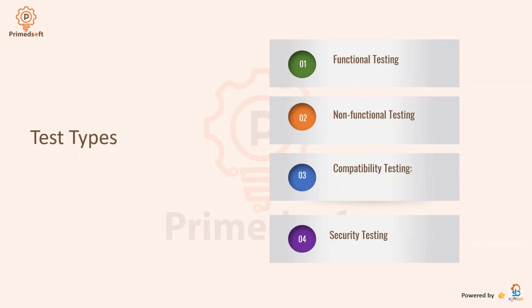Another one is usability testing under non-functional testing. With usability testing, you are testing to ensure that the software is user-friendly. Let's say, for example, in an e-commerce website, they have a product. We are testing how easy it is for users to come into that website, search for a product that they want to purchase, and actually purchase it and pay for it. How easy it is.